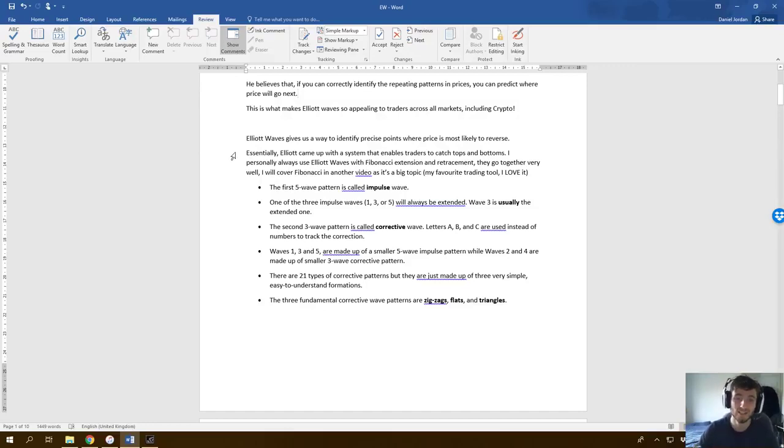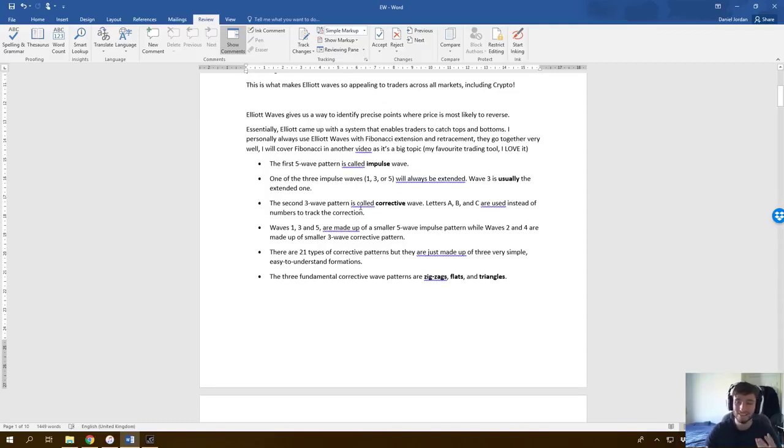So essentially, Elliott came up with a system that enables traders to catch tops and bottoms. I personally love to use Elliott Waves with Fibonacci extension and retracements, as I mentioned, because they go together like bread and butter. Using them on their own is okay, but together they form the partnership for good trades. I will be covering the Fibonacci extension and retracement in another video. I love Fibonacci, I love it so much, but this one is Elliott Wave.